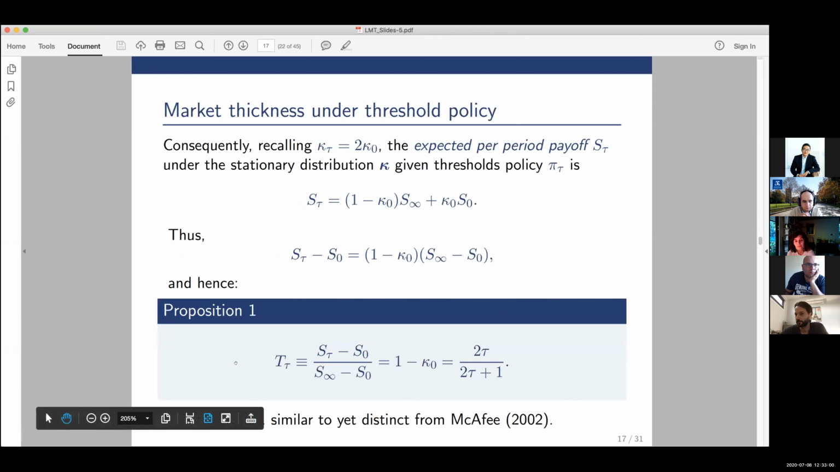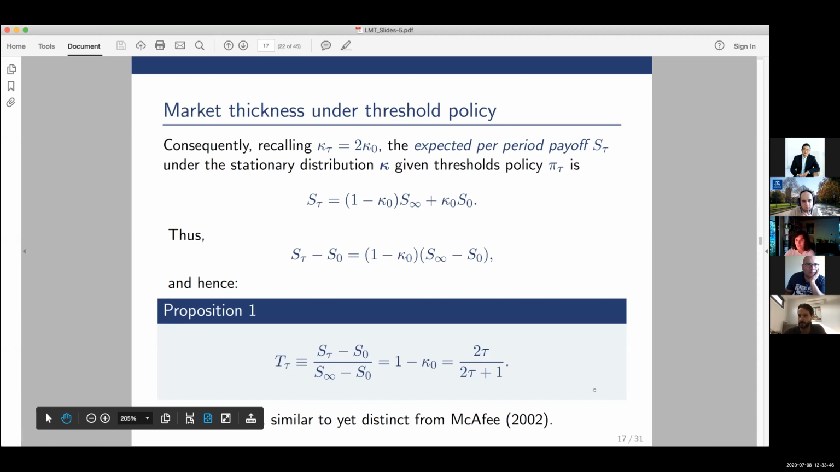And so you plug that into our formula for market thickness, and then you see that T of tau is actually equal to 1 minus kappa 0. And then you plug in kappa of 0, which is, what was it, 1 over 2 tau plus 1. And so if you evaluate that at tau equal to 1, you get 2/3. So the unit-free nature of that result is entirely driven by the structure of the stationary distribution of the Markov chain.